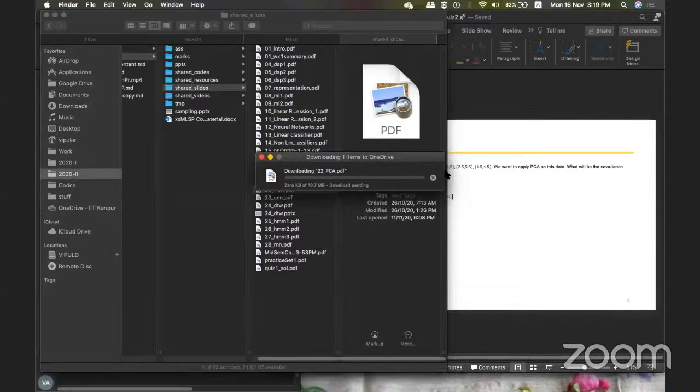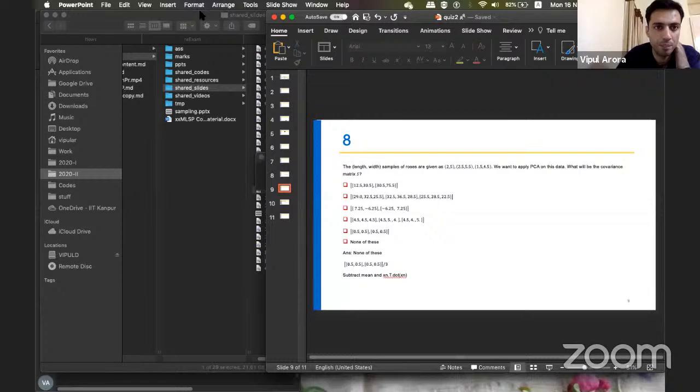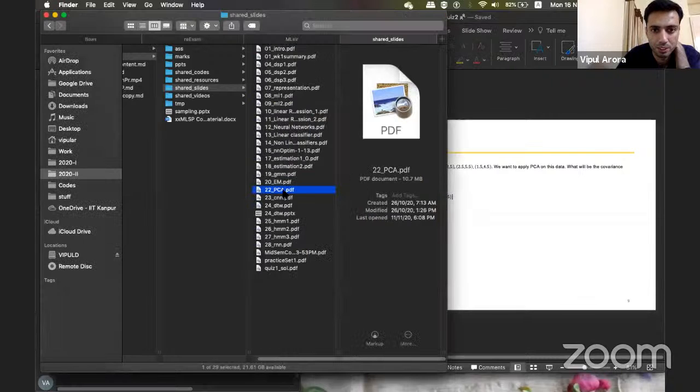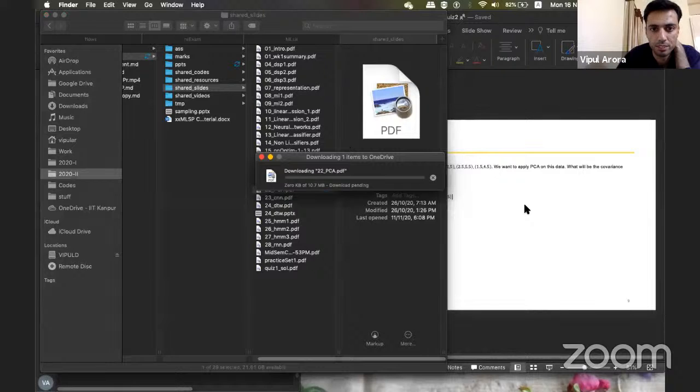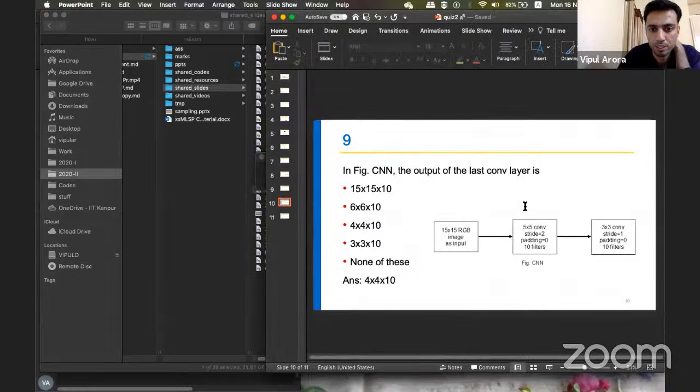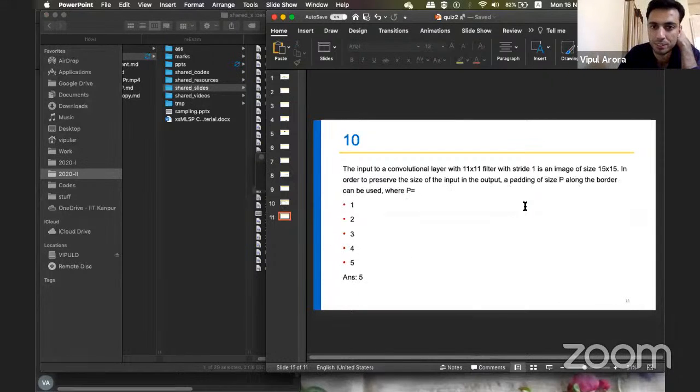In this pca.20.pca.pdf, only on slide number 17. Okay, I'm trying to get to the slides, but it is taking some time. We will come back to this, but as far as I remember, 1 upon n should be there. Then this next question is the same formula. Basically, you have to find the value of p. Answer is 5. That's it.